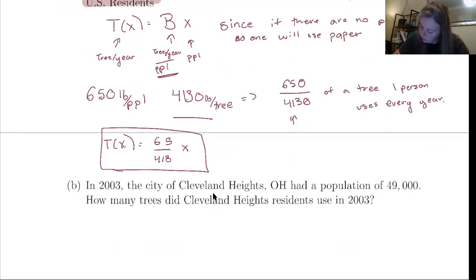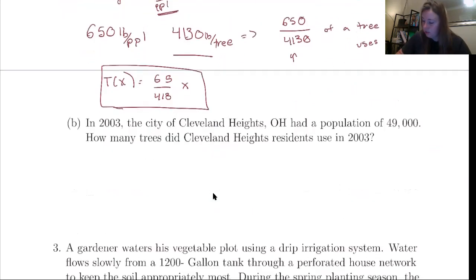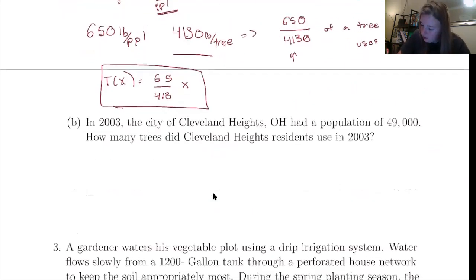So in 2003, the city of Cleveland Heights in Ohio had a population of 49,000. So that's 49,000 people. How many trees did Cleveland Heights use in 2003? So I'm going to plug in. And it told me per person, not per 100 people, so whatever. So I just can directly put in 49,000.